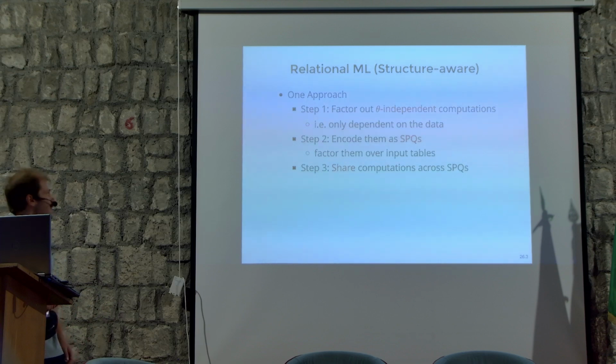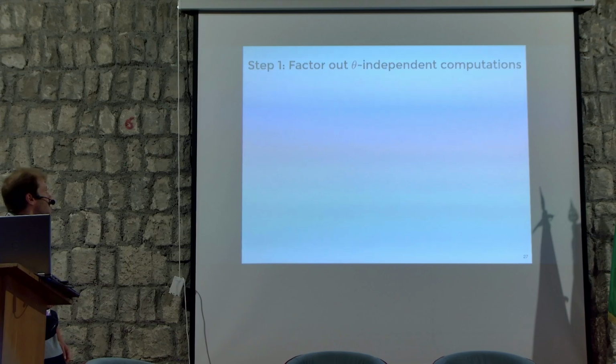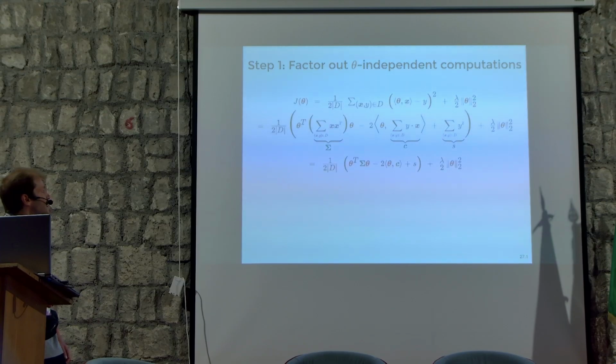So let's take a look at each one of these steps one by one. What exactly do we mean by factoring out parts of the computation that don't depend on theta? Consider again our objective function, which is a function of theta. As I mentioned before, it's a summation over all data points of the difference between the predicted value minus the actual target, and then there is a square loss.